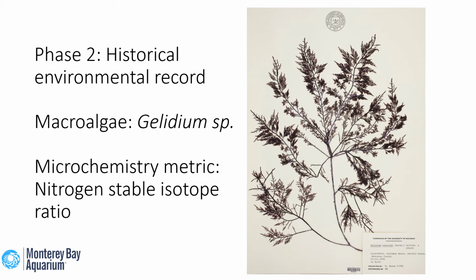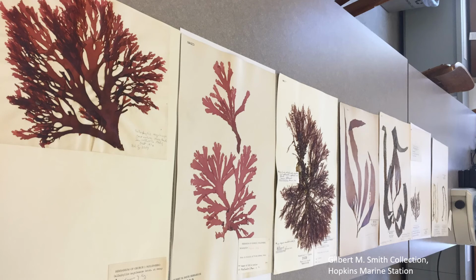So for phase 2, the historical case study of environmental record, we selected the Gelidium genus from the 6 that we used in the experiment, and nitrogen stable isotope ratios as our microchemistry metric. Gelidium was consistent for nitrogen stable isotope values, and Gelidium was well represented in the herbarium. So we then dove back into the historical herbaria and sent samples off to the laboratory for nitrogen stable isotope analysis.